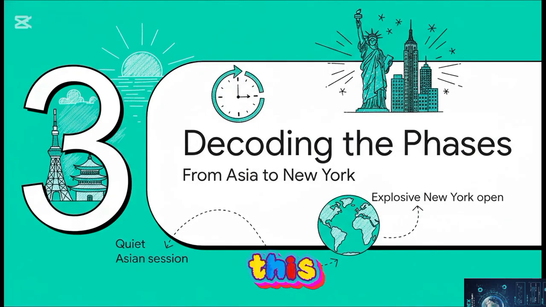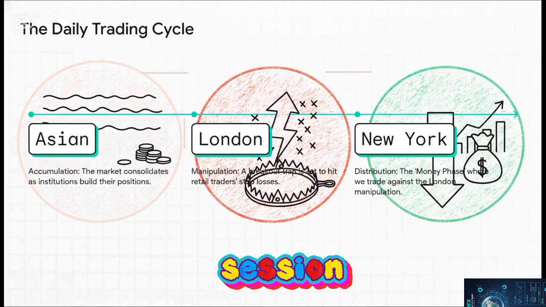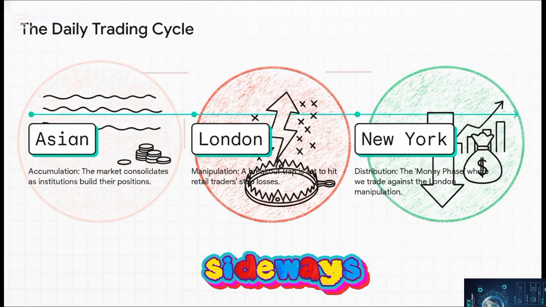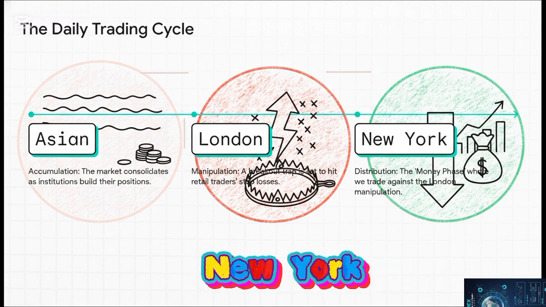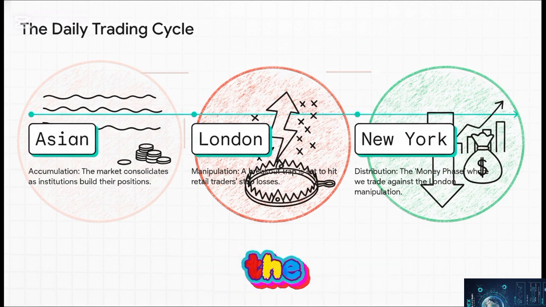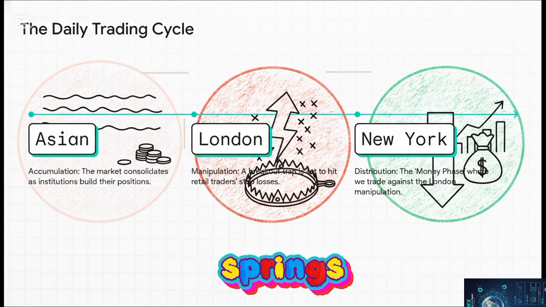Okay, so what does this actually look like during a real trading day? Let's take a walk through a typical 24-hour cycle, all the way from the quiet Asian session to the crazy New York Open, and see these three phases in action. It all starts in the Asian session. It's usually quiet, sideways, that's accumulation. Then the London Open hits and bam, you get that false breakout designed to trap everybody. That's manipulation. And finally, the New York Open kicks off the distribution phase, the real move of the day. You gotta remember this, London sets the trap and New York springs it.